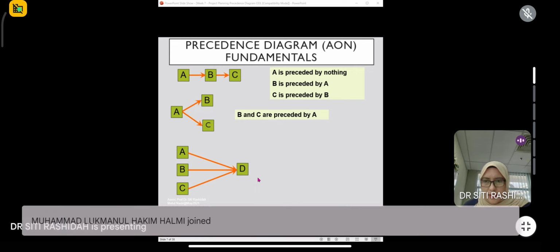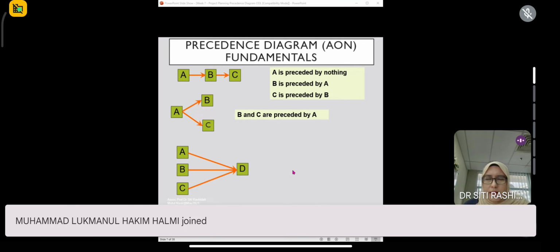In precedence diagram, the arrow or the activity is same like what it is in the... yes, Christine. Ada soalan. Christine, you raise your hand. Is there any question?